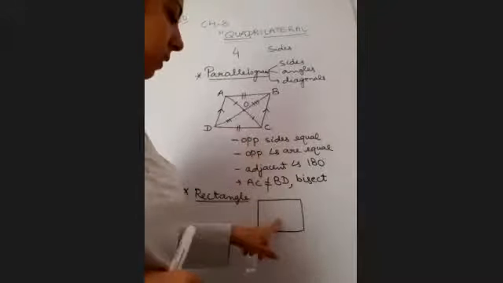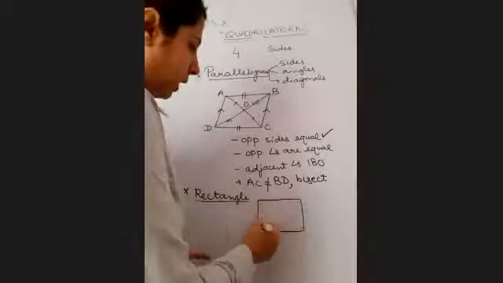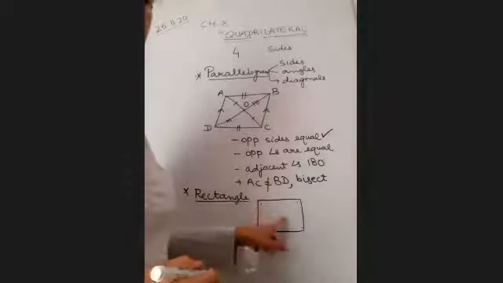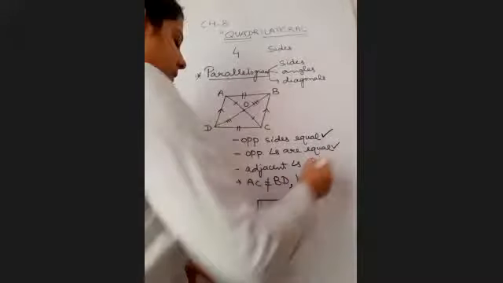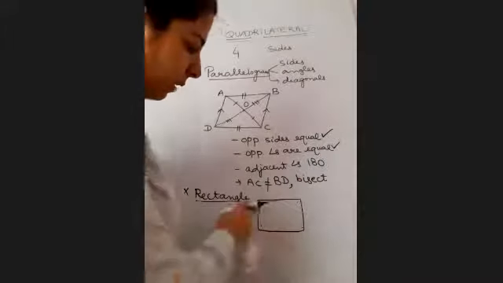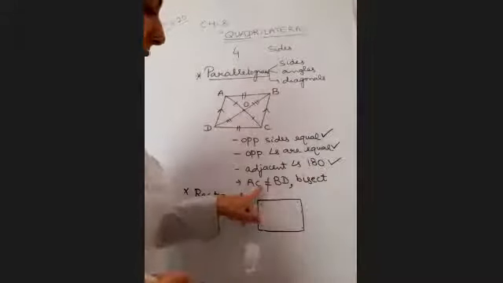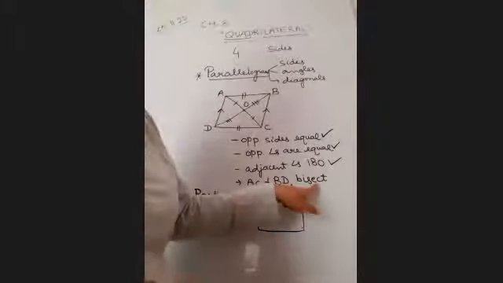Opposite sides equal. Yes or no? Yes, ma'am. Each angle is 90 degrees. तो क्या opposite angles equal होंगे? Yes, ma'am. Each angle is 90 degrees. So what will be the sum of adjacent angles? 90 plus 90, 180 degree. Diagonals not equal but bisect each other.